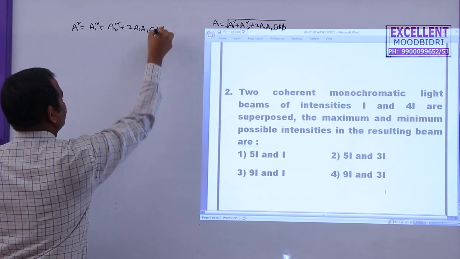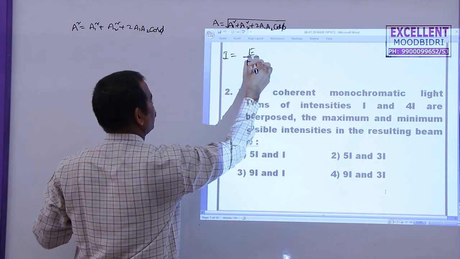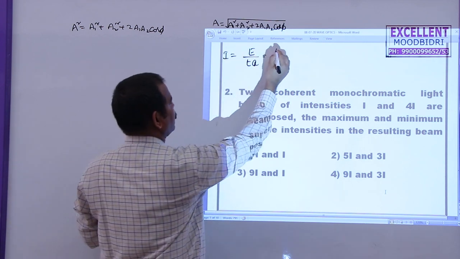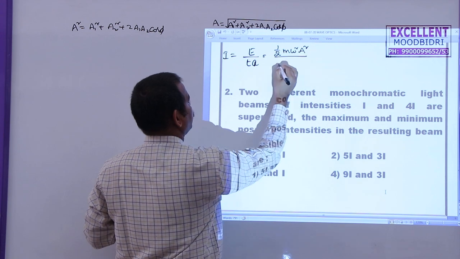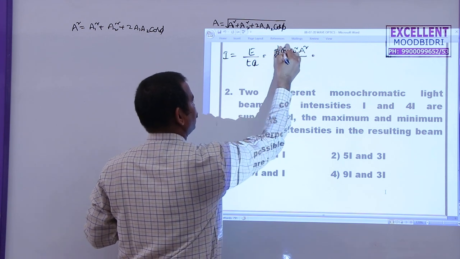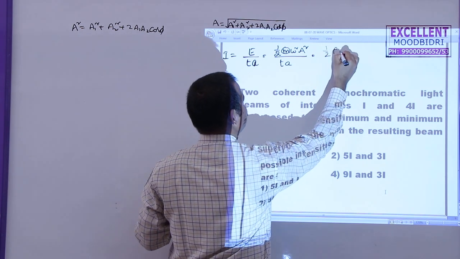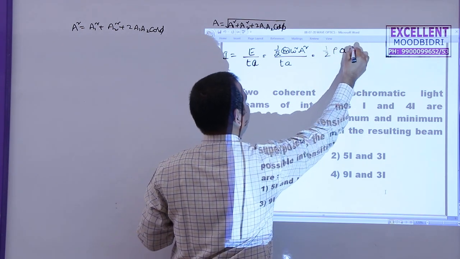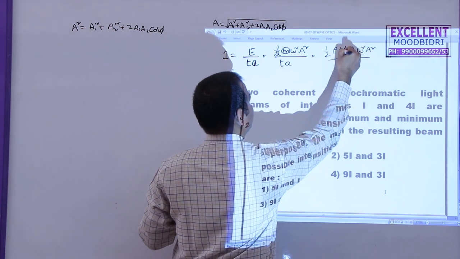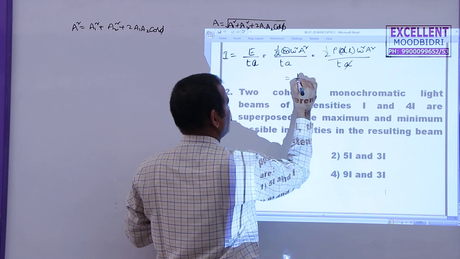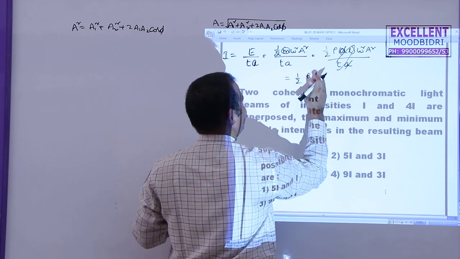So we know that intensity is equal to energy per unit time per unit area. So what is the energy of a wave? Half m omega square a square by T into A. But mass can be written as density into volume. So this will be half into density into volume, meaning area into length, into omega square a square by T A. A gets cancelled. So this can be written as half rho L by T, which will become velocity.